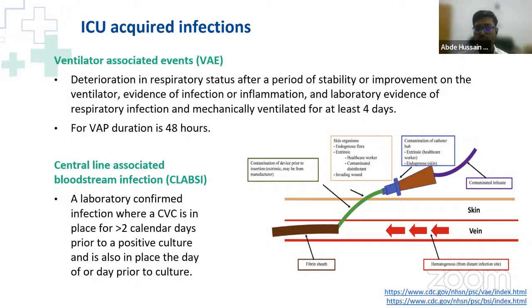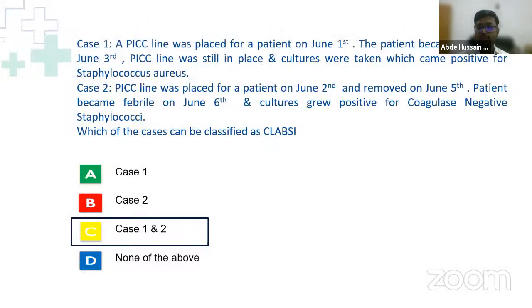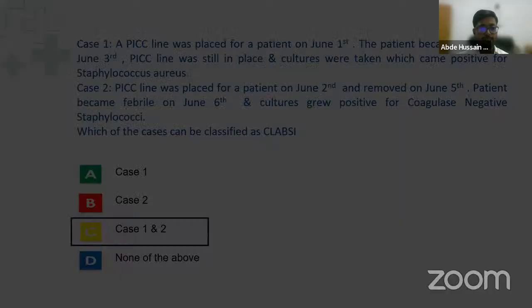So we can see which are the sites or sources of infections that can occur because of the insertion of a central line and how it is to be managed, which is why central line insertion is a careful process. It is a laboratory confirmed infection where a CVC is in place for more than 2 calendar days prior to a positive culture and is also in place the day of or a day prior to culture. So these two both check the boxes for case 1 and 2.